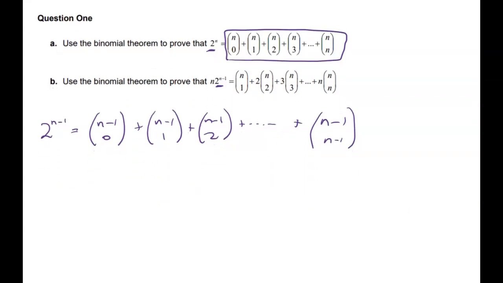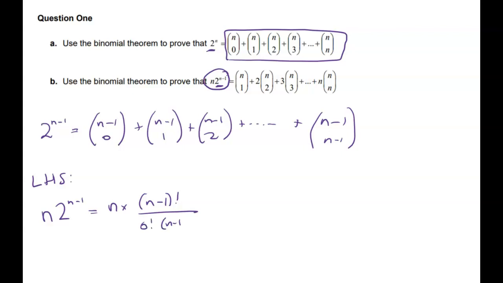I'm going to apply the definition of a combination now, and I want to end up with n times 2 to the n minus 1, so I'm going to start working that through now. So the left-hand side gives me n times 2 to the n minus 1, which is n times (n minus 1)! over 0! (n minus 1 minus 0)!, plus n times (n minus 1)! over 1! (n minus 1 minus 1)!.